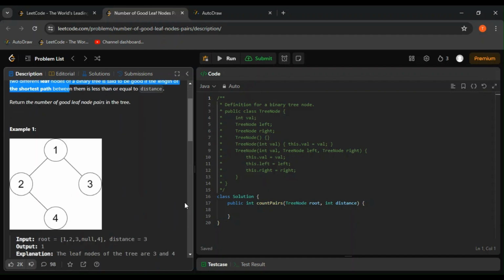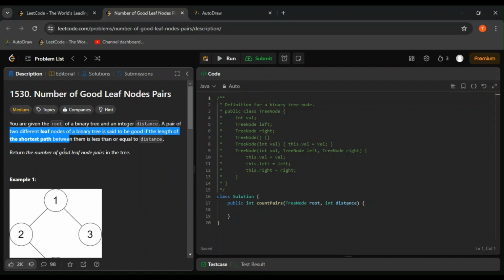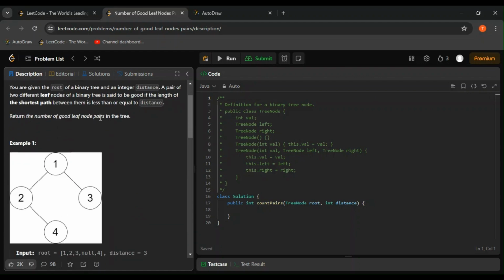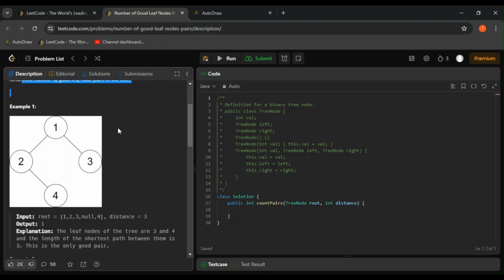Yes, that is my primary concern. Are these nodes unique? Root of a binary tree, just a normal binary tree. Number of good leaf node pairs. Okay.